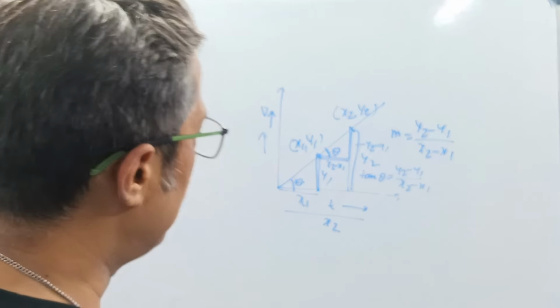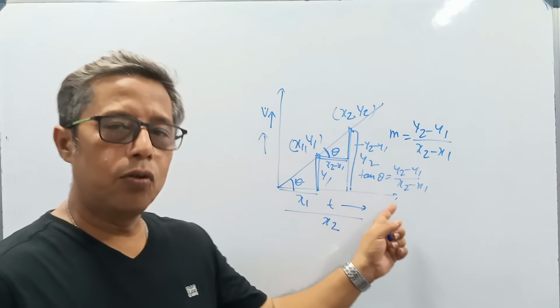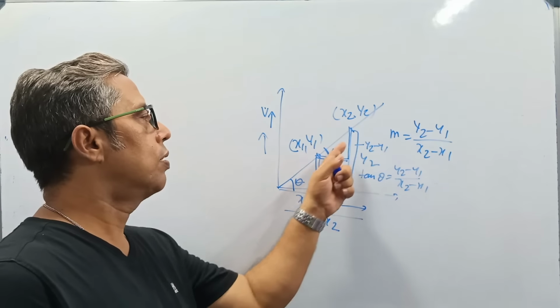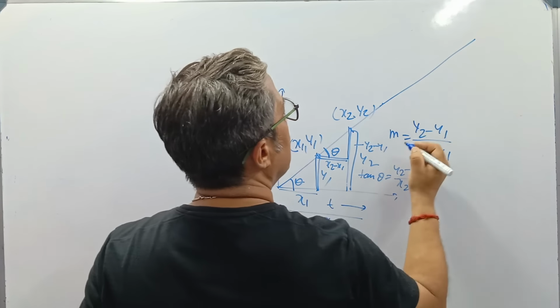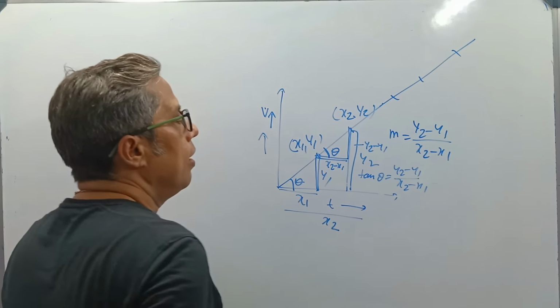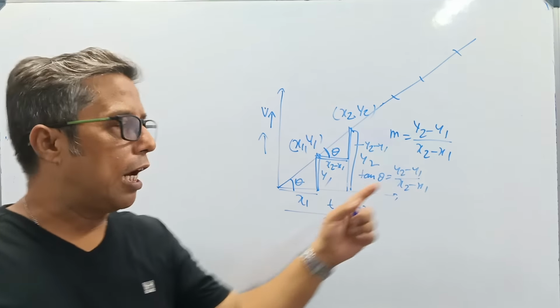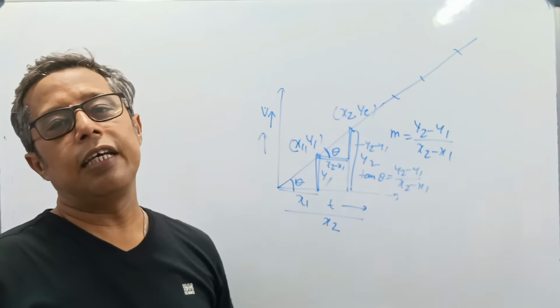So a straight line is defined by its slope. This ratio will be constant throughout the line. If you extend this line and take any two points, the slope will be constant. That means the alignment will be unchanged.